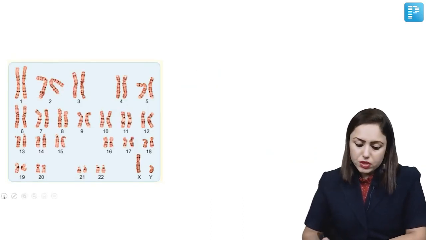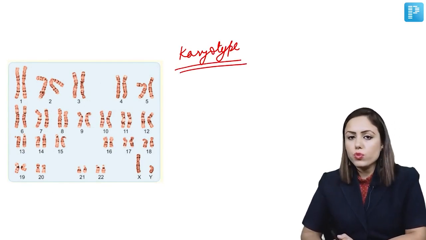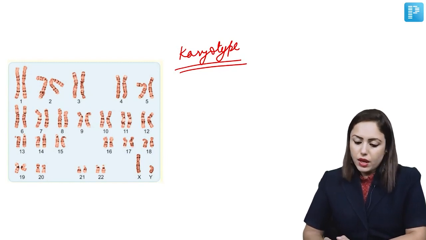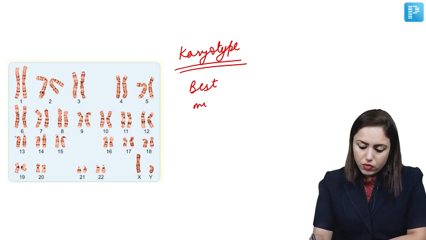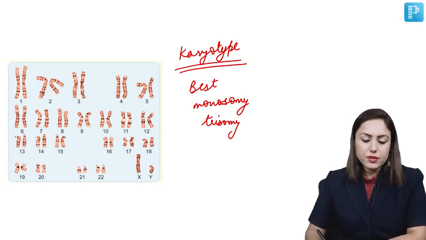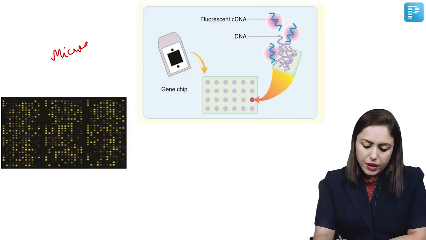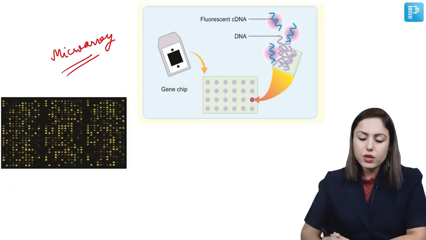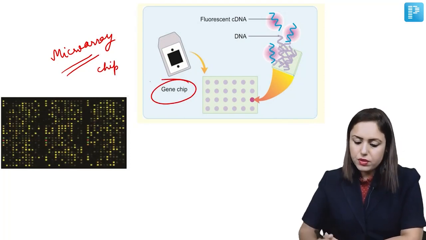Then what is this image? This is a karyotype where all the 23 pairs of chromosomes are shown, and this karyotype is the best technique for detecting monosomy and trisomy, right? Then what is this technique? This is microarray, or you can say chip, gene chip, right?